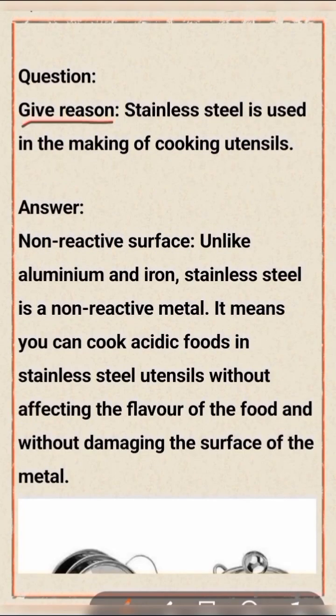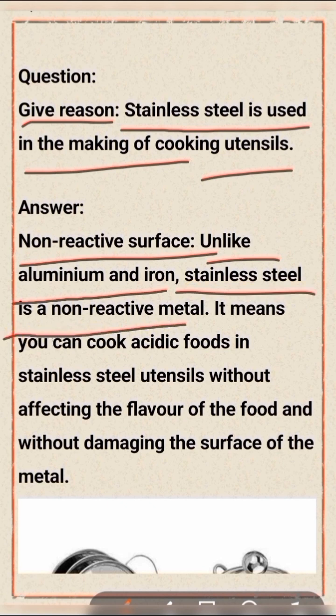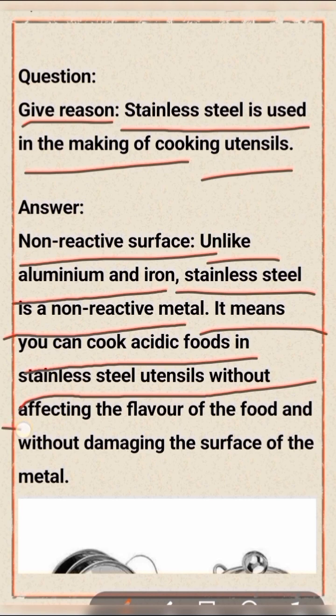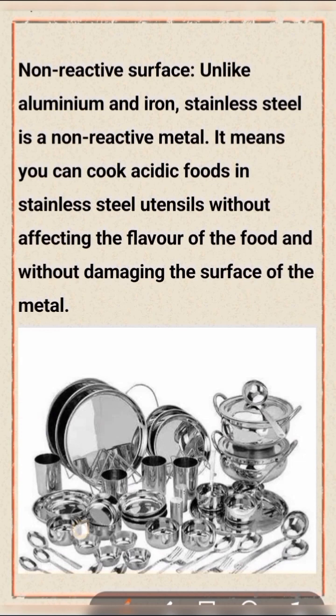Give the reason stainless steel is used in the making of cooking utensils. Non-reactive surface: unlike aluminum and iron, stainless steel is a non-reactive metal. It means you can cook acidic food in stainless steel utensils without affecting the flavor of the food and without damaging the surface of the metal. Show the picture supporting this question.